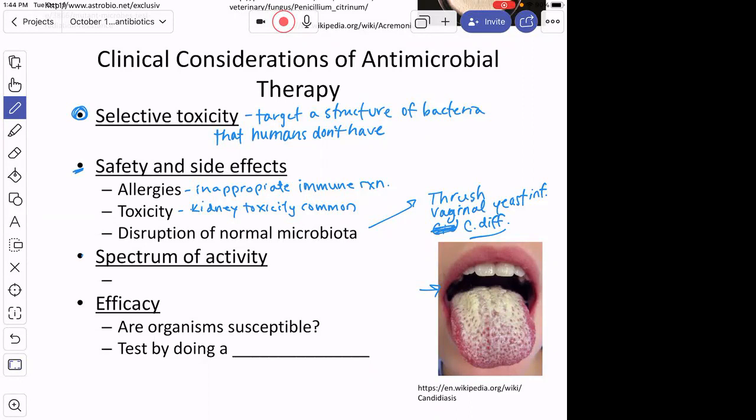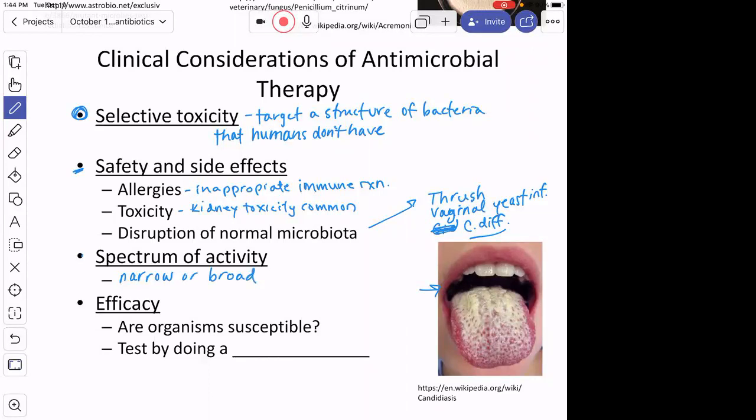So typically somebody only gets C. diff if they've been on antibiotics for some other reason. Okay, so what kind of spectrum of activity does the antibiotic have? It can be considered narrow spectrum or broad spectrum.